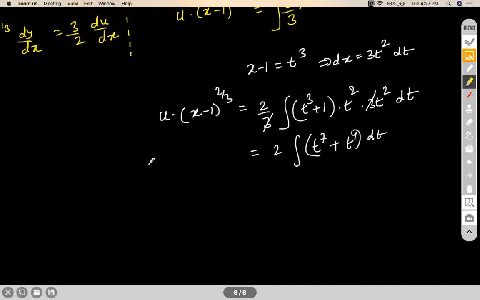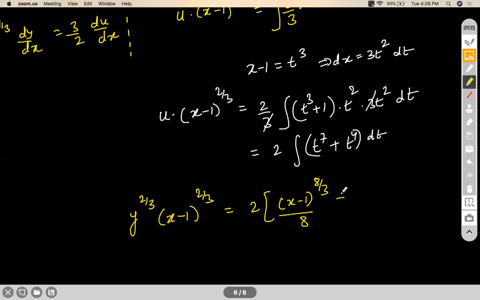Okay. So I'm writing down the result finally. u was y to the power 2 by 3, equal to t to the power 8 by 8. Now what is t? t was x minus 1 to the power of 1/3. So this will give me x minus 1 to the power of 8 by 3 if I'm not wrong, divided by 8. This will give me t to the power 5 by 5. So that is actually x minus 1 to the power 5 by 3 divided by 5 plus a c. This is going to be your final answer.